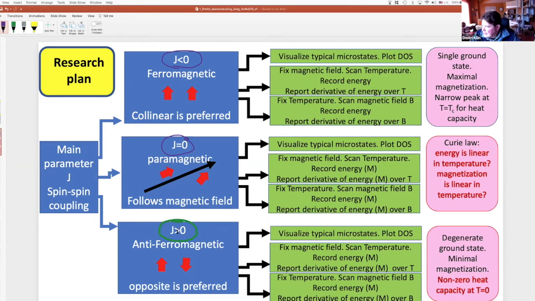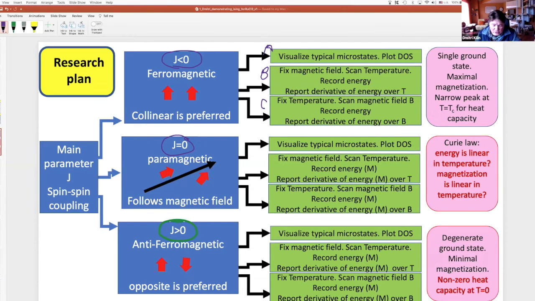If one wants to make a plan of what to do at each value of this coupling, there are the same steps, A, B, and C. Since we are computing a collection of microstates, we can save their energies.